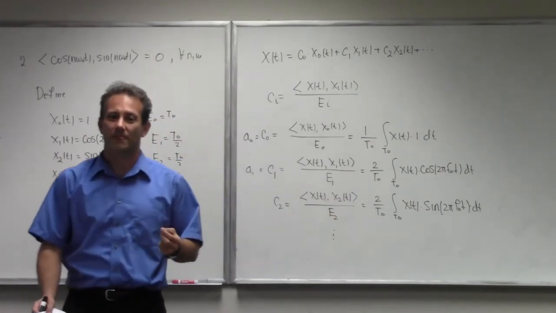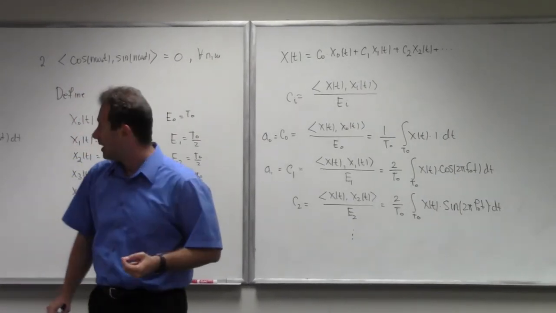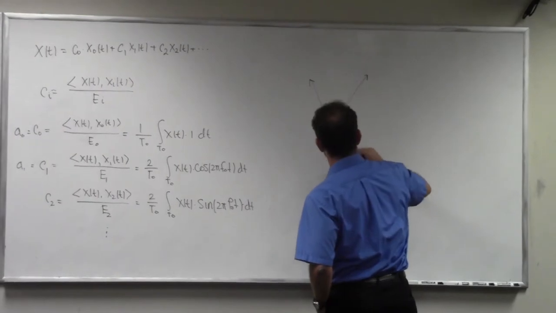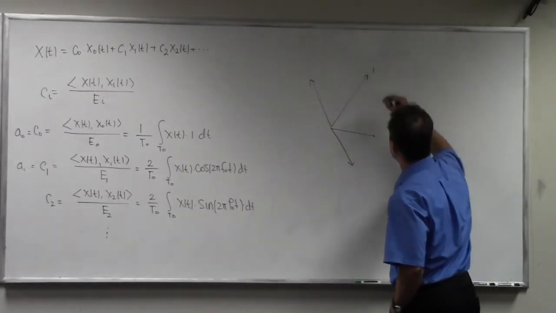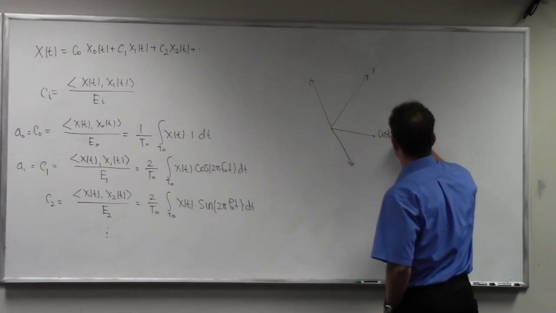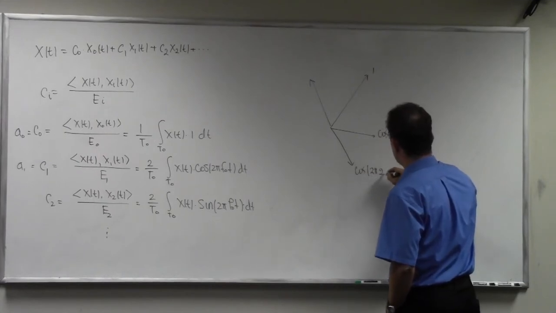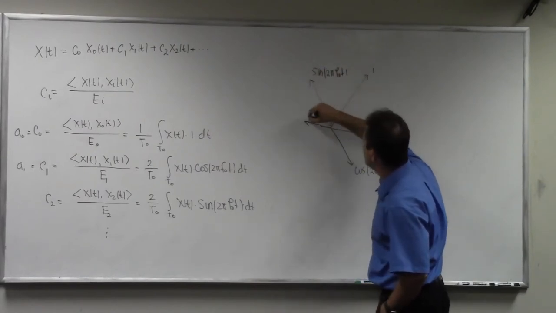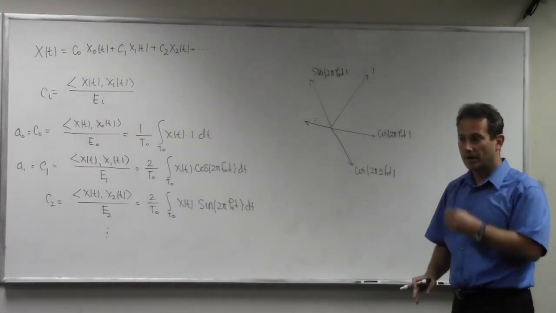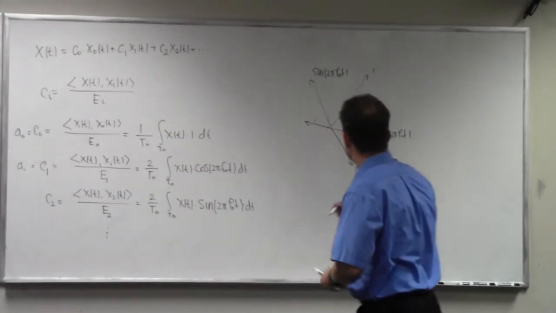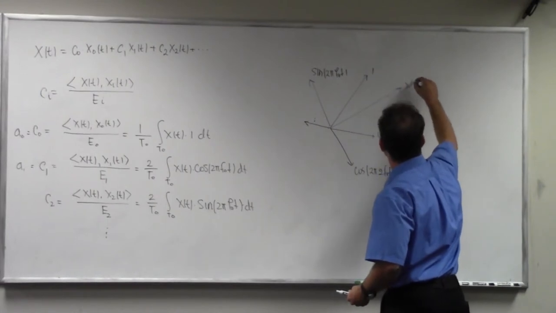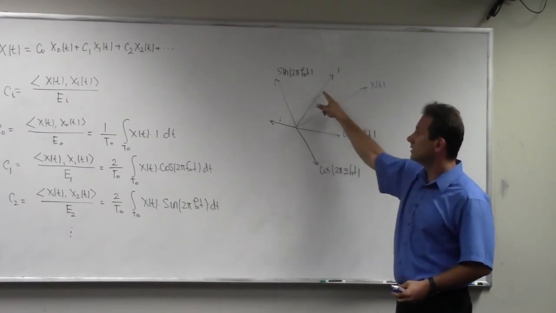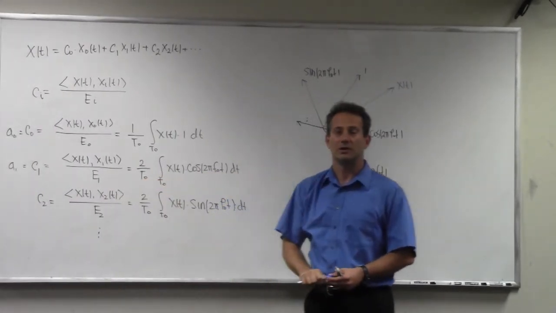So what is it that I'm doing when I'm finding the Fourier series? I'm imagining an infinite set of mutually orthogonal functions, or mutually orthogonal vectors, that I cannot really draw on the board. But this is your one. This is cosine 2 pi f0 t. This one is cosine 2 pi 2f0 t, sine of 2 pi f0 t. And I have infinitely many of them, in all possible directions. And then I have my function x of t, which is this guy, and I'm decomposing this x of t along all of these individual vectors. And how do I decompose it? I take the dot product and I normalize that with the energy of the signal that I'm taking the dot product with.